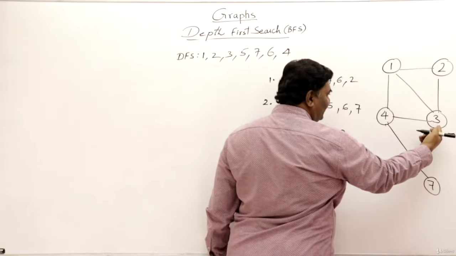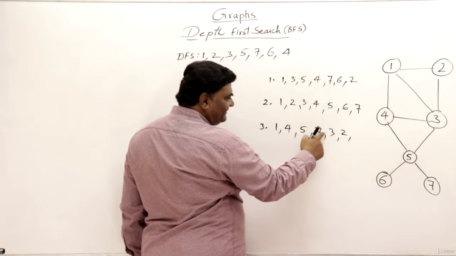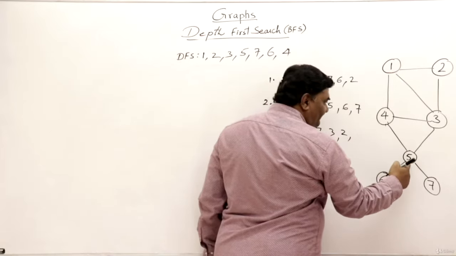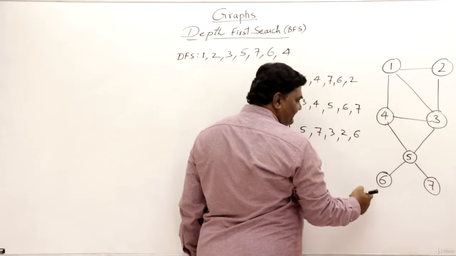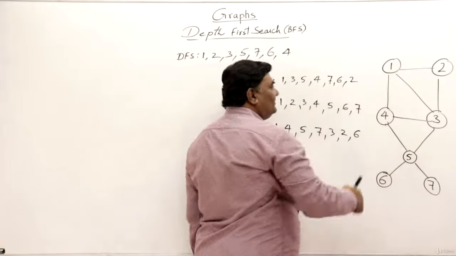Go back. From 3 I cannot go anywhere. Go back. See, 2 back, 3, then 7 already gone. 5, I'm on 5. From 5 I can go on 6. Yes, 6. From 6 I cannot go anywhere. Go back to 5, go back to 4, go back to 1.